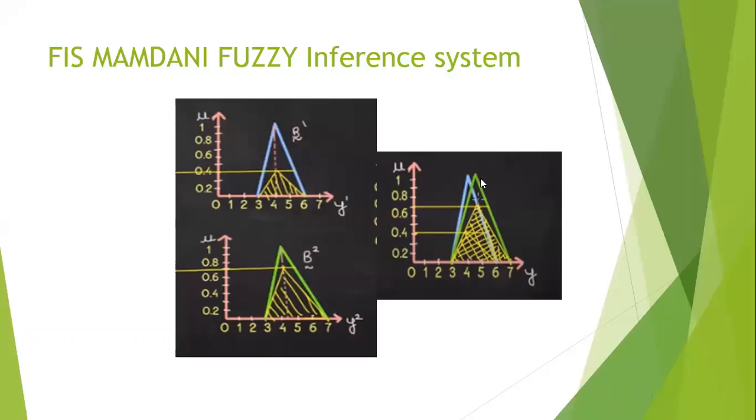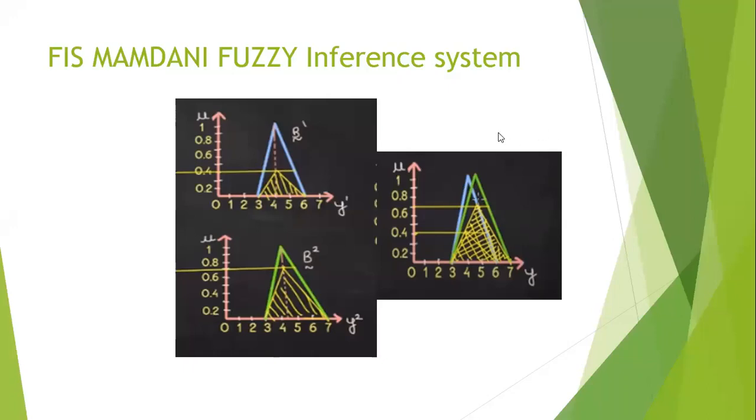You want me to repeat? I will repeat again. Scaling down to the resultant membership function value. See, in the first rule, you are using your AND operator. In the second rule, you are using your OR operator. So corresponding to the AND operator, you need to consider the minimum value. Corresponding to the OR operator, you need to consider the maximum value of the two membership functions.